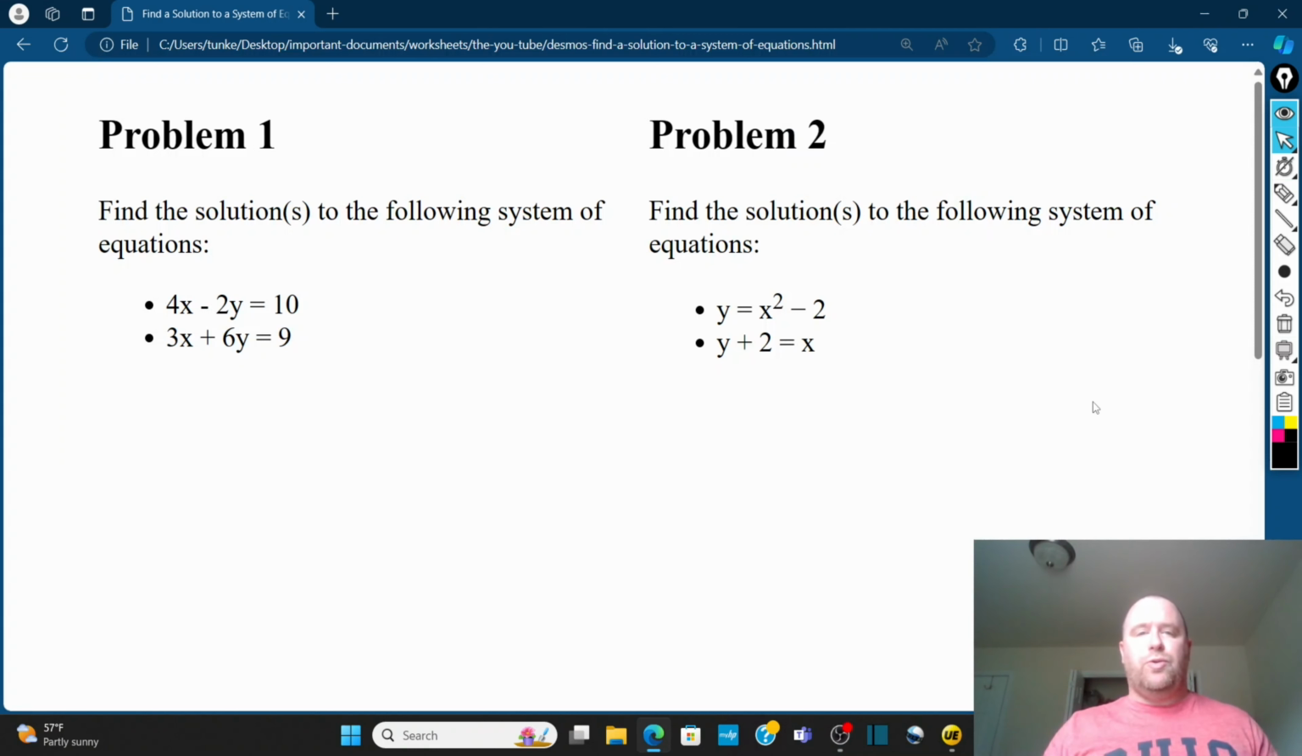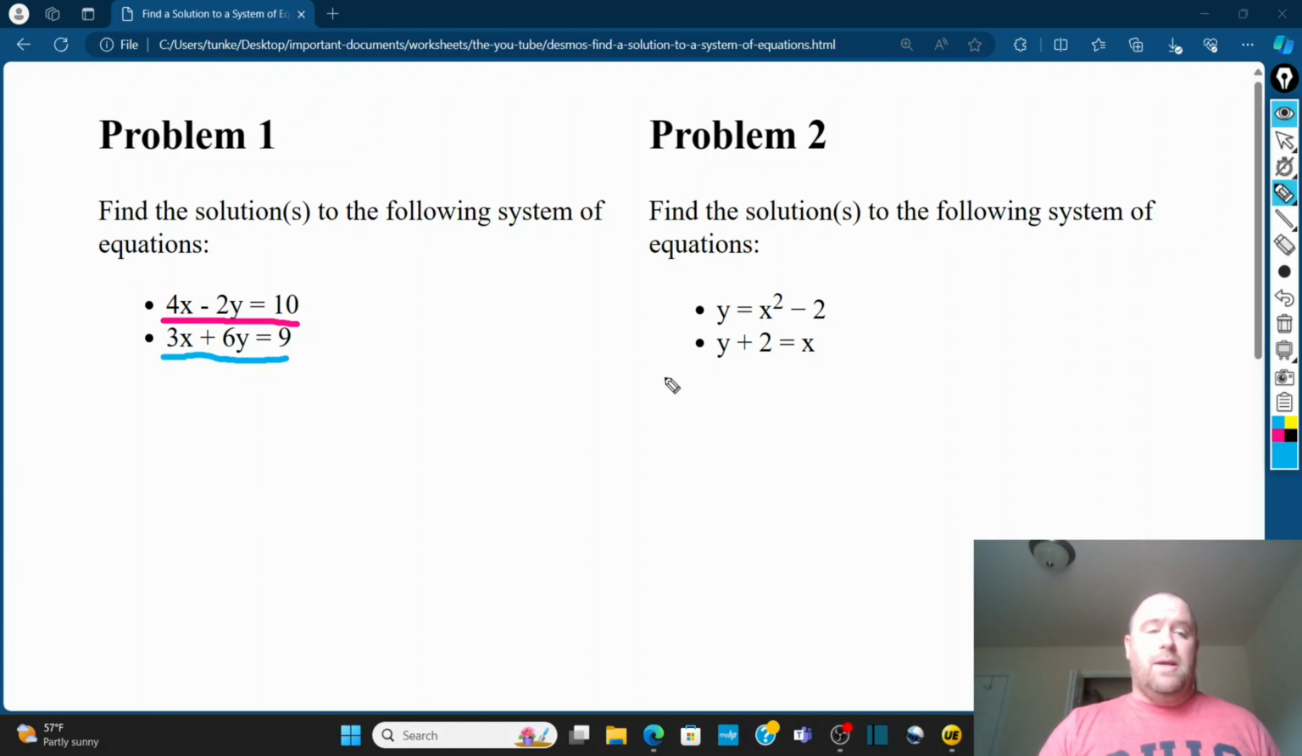In this video, we're going to use Desmos to find solutions to systems of equations. So let's look at problem one. It says find the solution or solutions to the following system of equations. And you have 4x minus 2y equals 10 is one of your equations. And then the other one is 3x plus 2y equals 9.